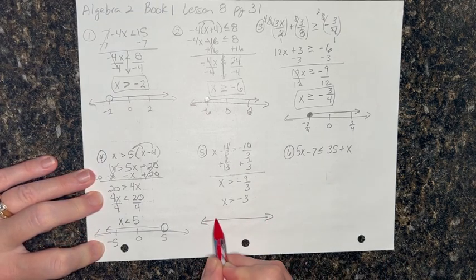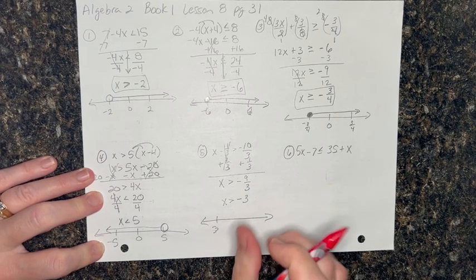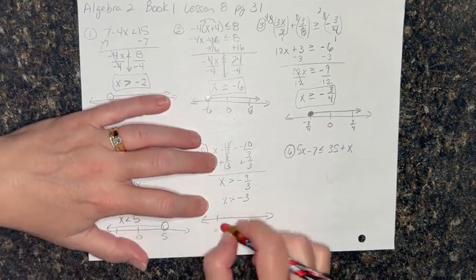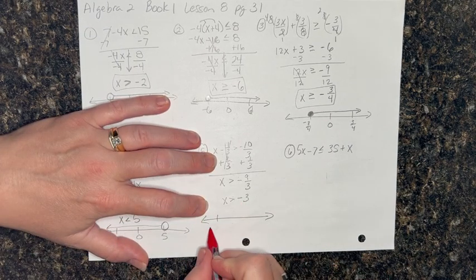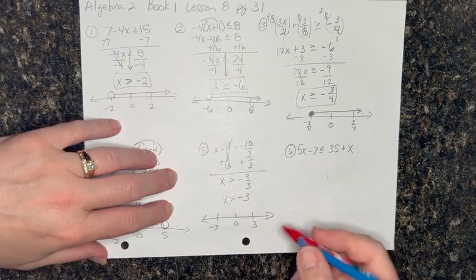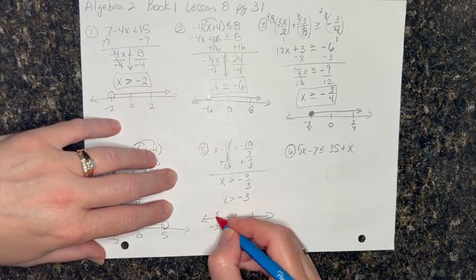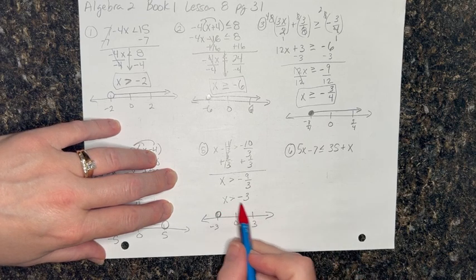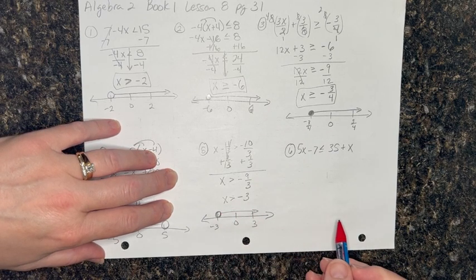Here's my number line, negative 3. Ooh, that got a little messy. Negative 3, 0, positive 3. It's greater than, so it's an open circle at the negative 3, and we go to the right.